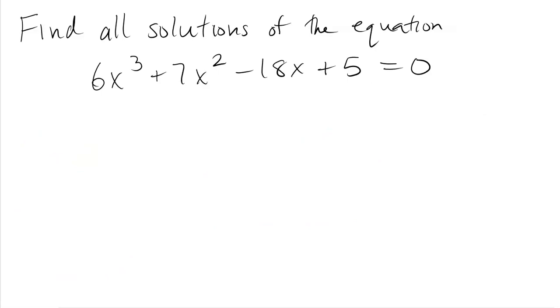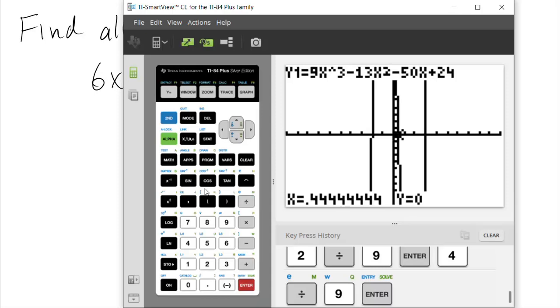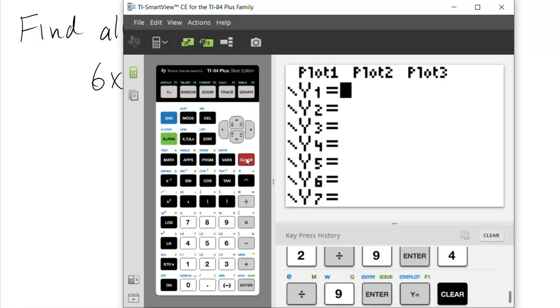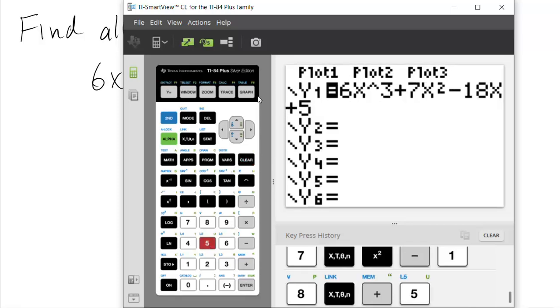This one says, find all solutions of the equation 6x cubed plus 7x squared minus 18x plus 5 equals 0. Okay, I'm going to clear out this old function, go to my y equals screen, hit clear, and we're going to type in this function. I'm going to start with the graph, and if I need the rational zeros theorem, then I'll invoke it. So let's look at what the graph looks like. We don't need to zoom again, we're already zoomed to the standard window.